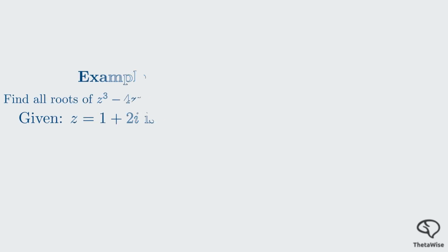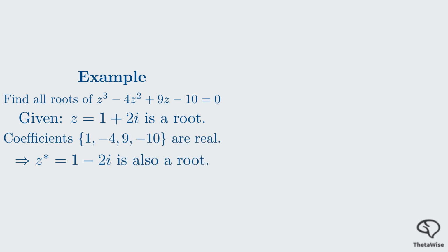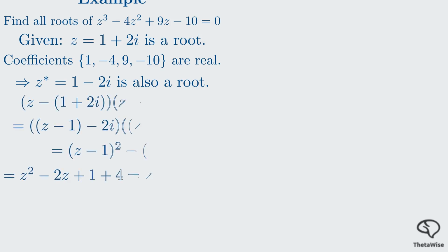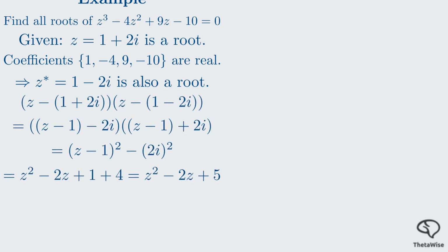Let's apply this. We are asked to find all roots of a cubic equation given that one root is 1 plus 2i. First, check the coefficients: 1, -4, 9, and -10. They are all real. Therefore, by the conjugate root theorem, the complex conjugate, 1 minus 2i, must also be a root. To find the final root, we construct a quadratic factor from these two roots.